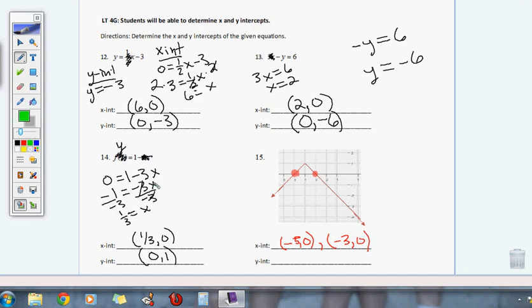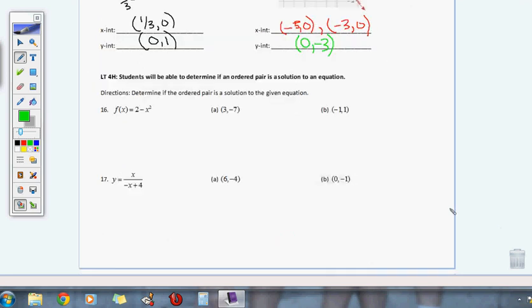Now where's the y-intercept? Hopefully you can see that way down here where it crosses the y-axis, it's kind of hard to see on my graph here, but there's -1. Here's the y-axis. So that actually has what? Down 1, down 2, down 3. So the y-intercept here is left or right 0, and then -3.